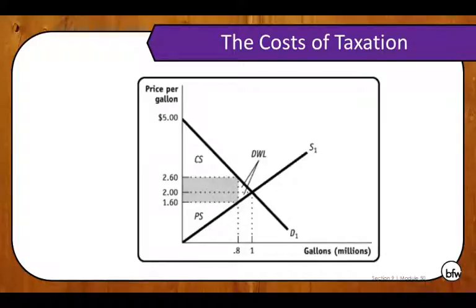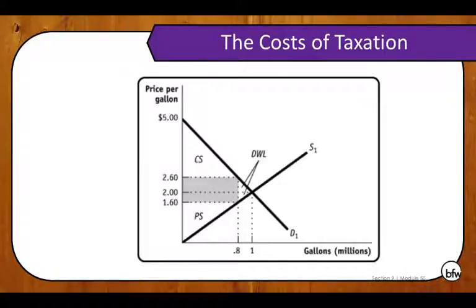But after the tax, what happens? Consumers, as you can see here in this graph, are now paying $2.60 rather than $2 for a gallon of gasoline, and they're only purchasing 800,000 gallons of gasoline rather than 1 million gallons. So the new consumer surplus is equal to 1/2 times $2.40 times 800,000 gallons, or $960,000. Remember, it's the area above the price that they are paying going up to the demand curve, labeled here as CS.